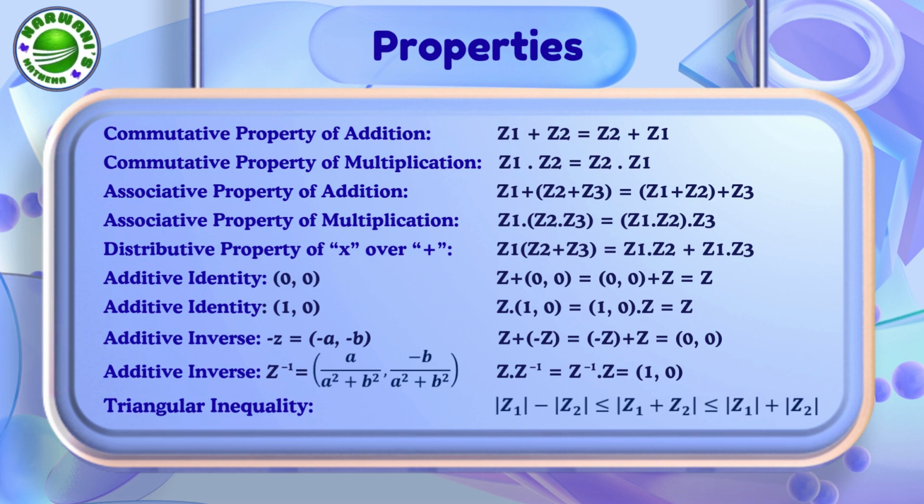Properties of complex numbers. Commutative property of addition, commutative property of multiplication, associative property of addition, associative property of multiplication, distributive property of multiplication over addition. Additive identity (0, 0), multiplicative identity (1, 0), additive inverse: minus Z is equal to (-a, -b). Multiplicative inverse: Z inverse is equal to (a upon a square plus b square, minus b upon a square plus b square), and triangular inequality.